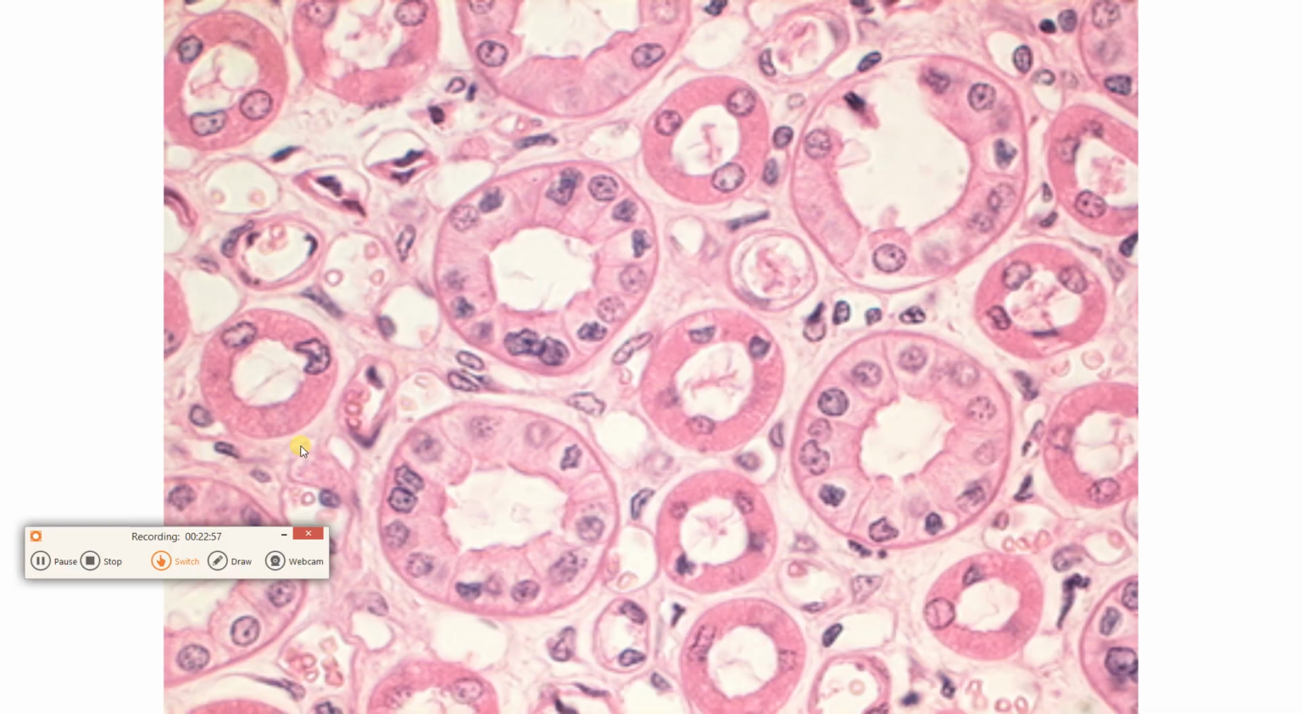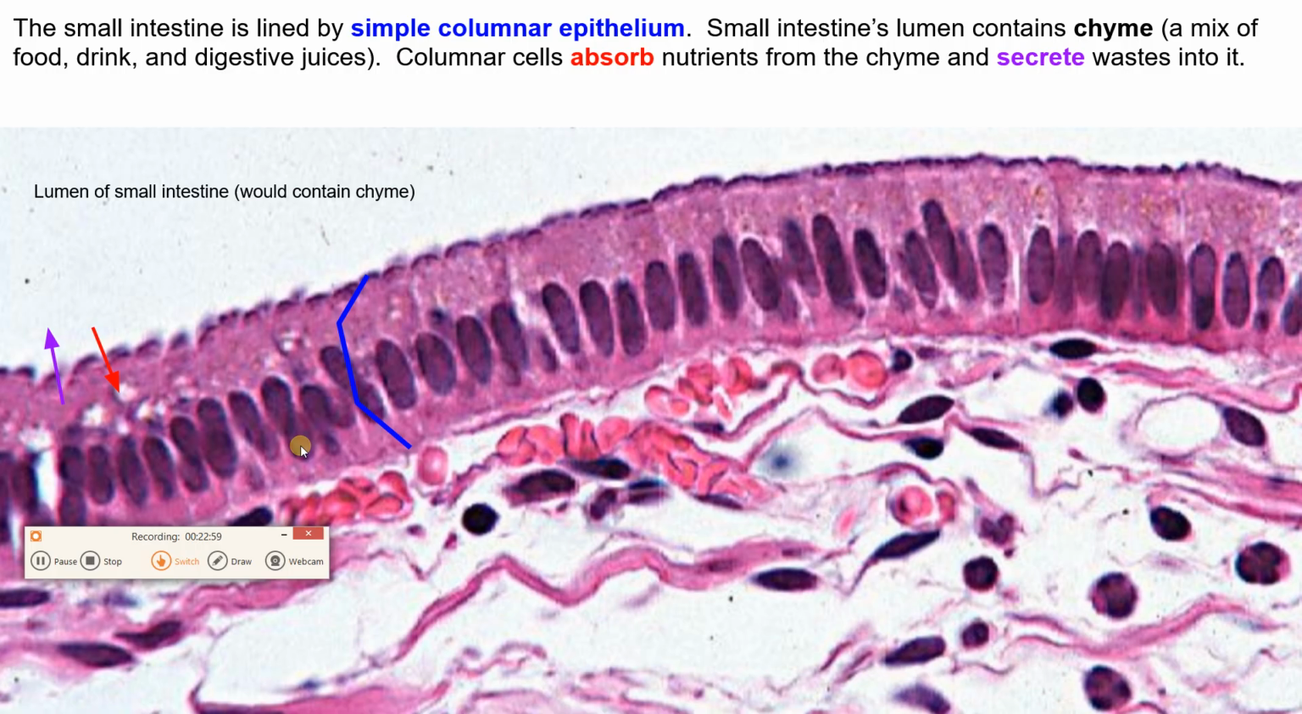Okay, cool. Two more epithelia to do today, and then we're done for today, all right? Hopefully get out of here in about half an hour.